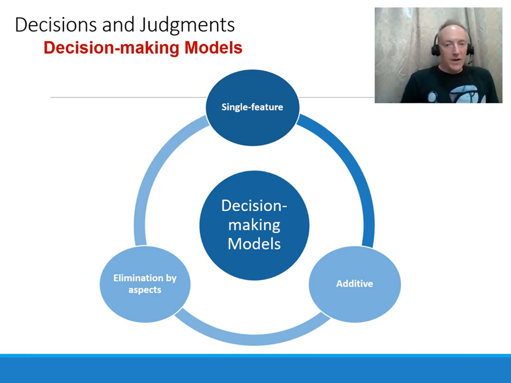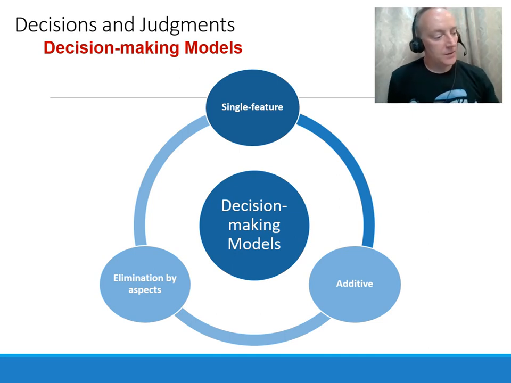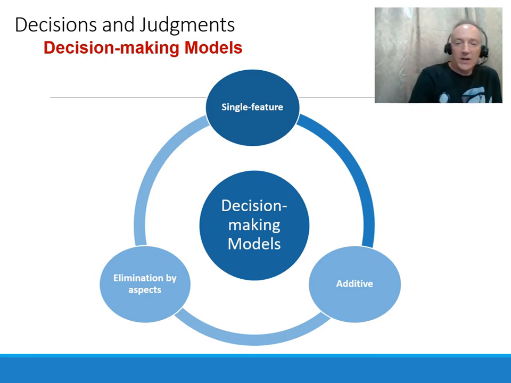So one way you could do that is by using what's known as a single feature decision-making model. So you're simplifying your decision by focusing just on one feature of the decision, hopefully the one that you find the most important. So going into an apartment hunt, you have a wish list of things you're looking for.